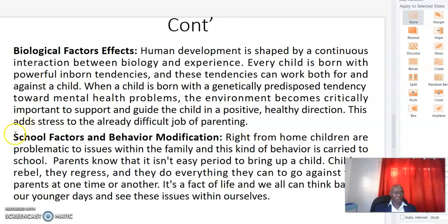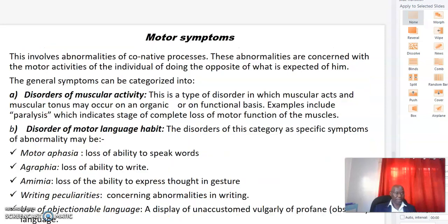Other factors include school factors, which act as behavior modification. Right from home, children are exposed to problematic issues within the family, and this kind of behavior is carried to school. Parents know that it isn't easy, period, to bring up a child. Children rebel, they regress, and they do everything they can to go against the parents at one time or the other. It's a fact of life, and we can think back to our younger days and see these things within ourselves.